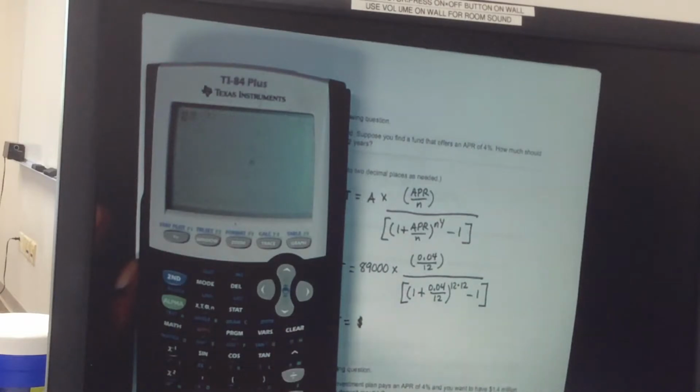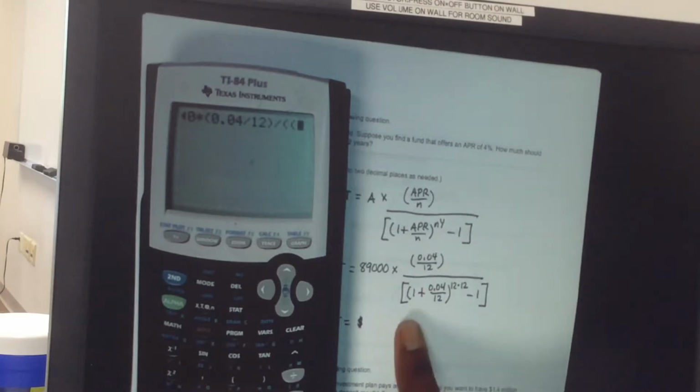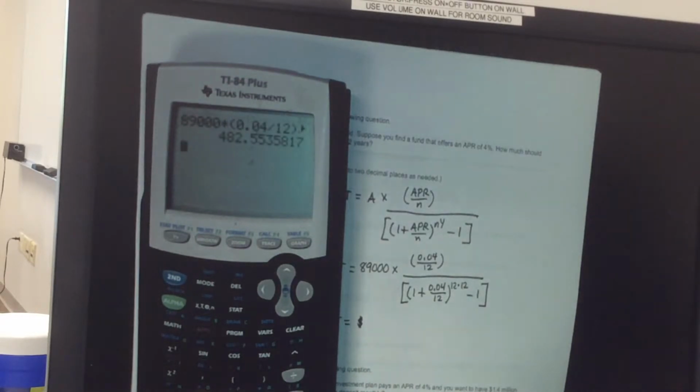So in this case here, we're going to have 89,000 times, and then left parentheses 0.04 divided by 12, close parentheses, divided by, now the denominator will start with left parentheses and then left parentheses here. 1 plus 0.04 divided by 12, close parentheses, and then the hat key for the exponent, 12 times 12. Right arrow to get out of it, minus 1. Close parentheses, and then hit enter.